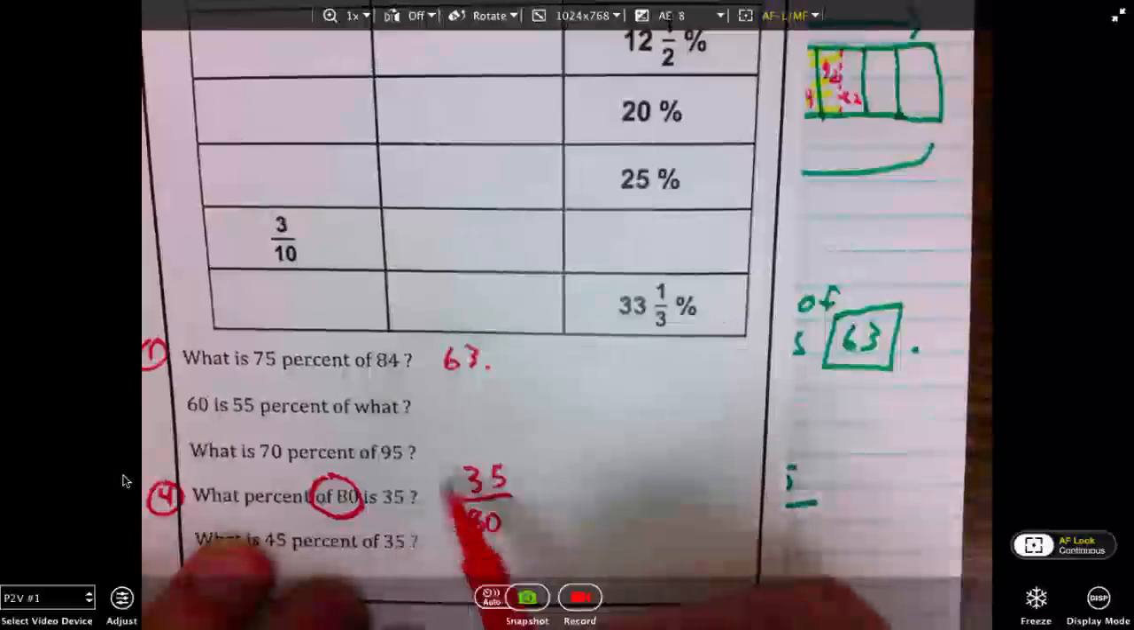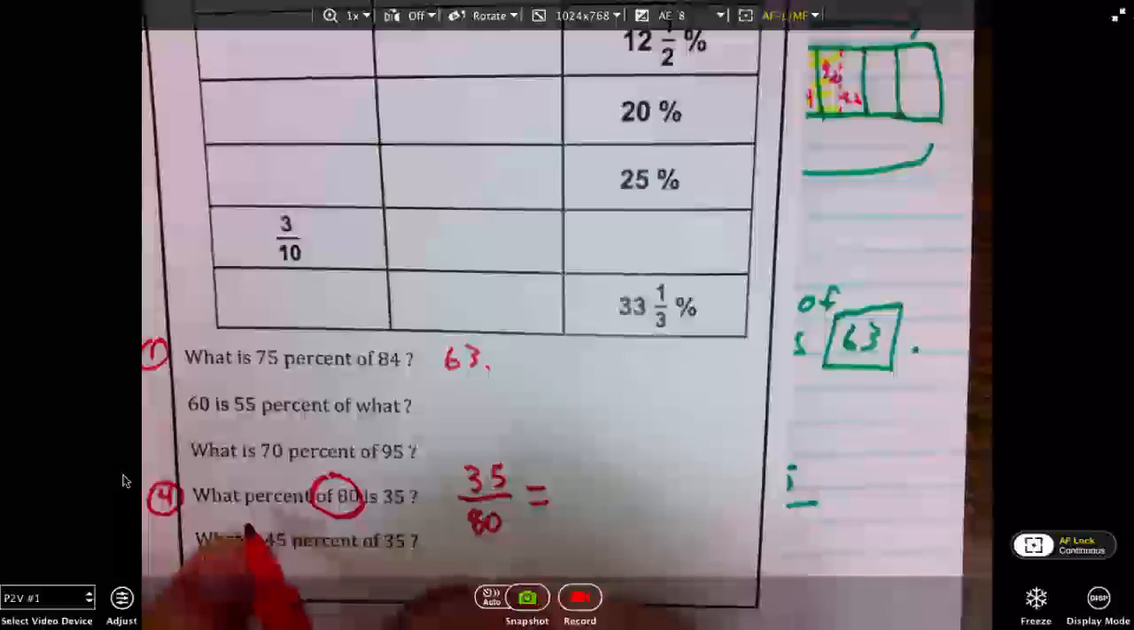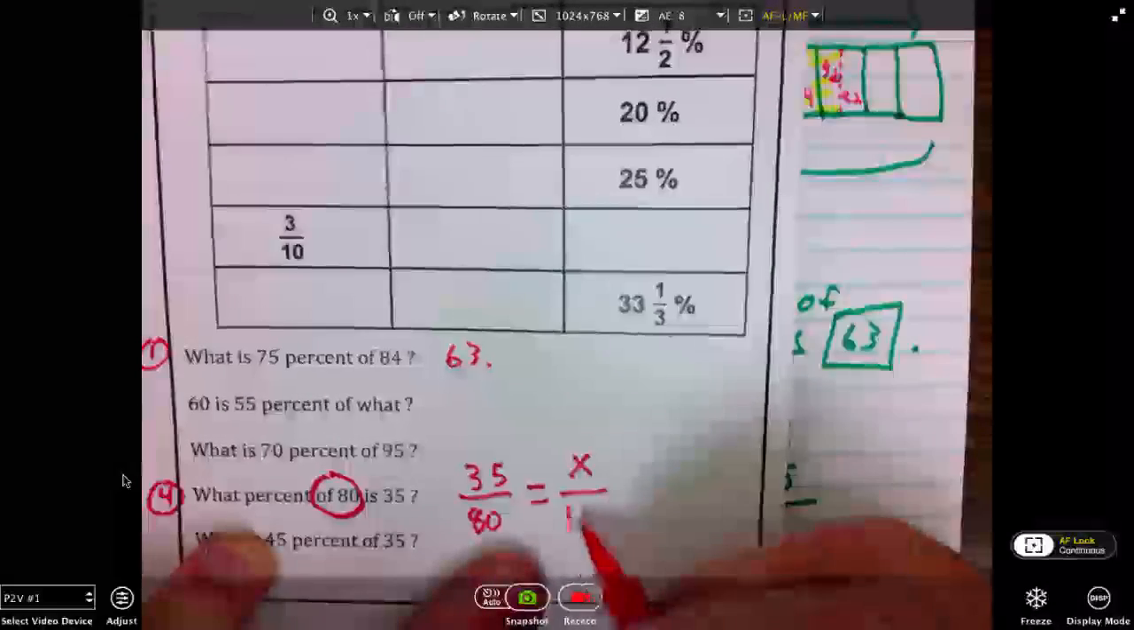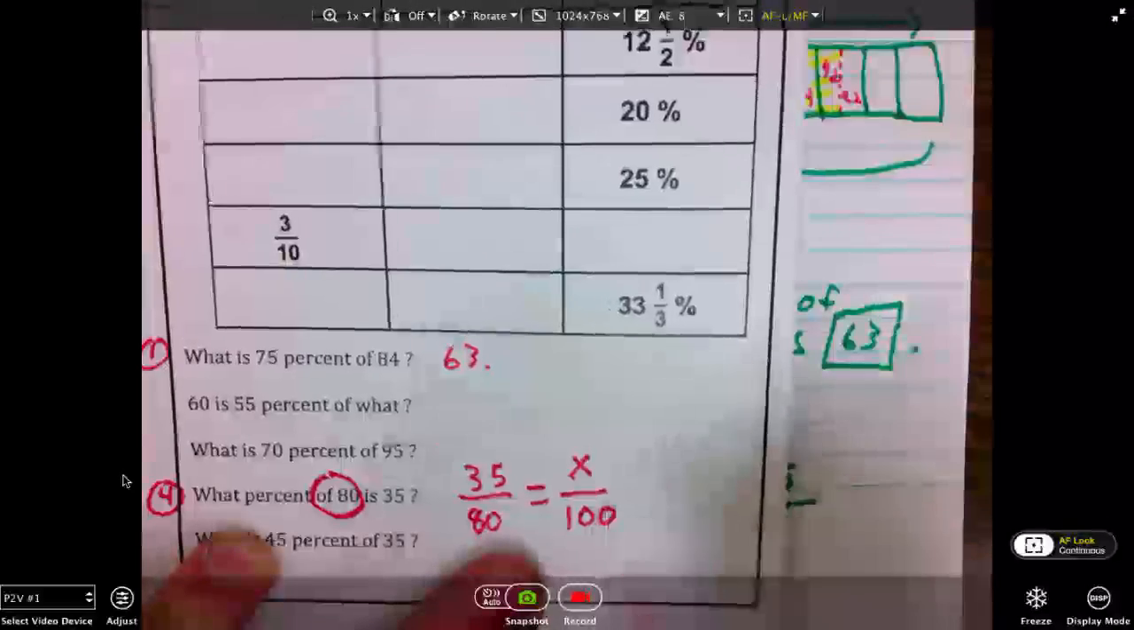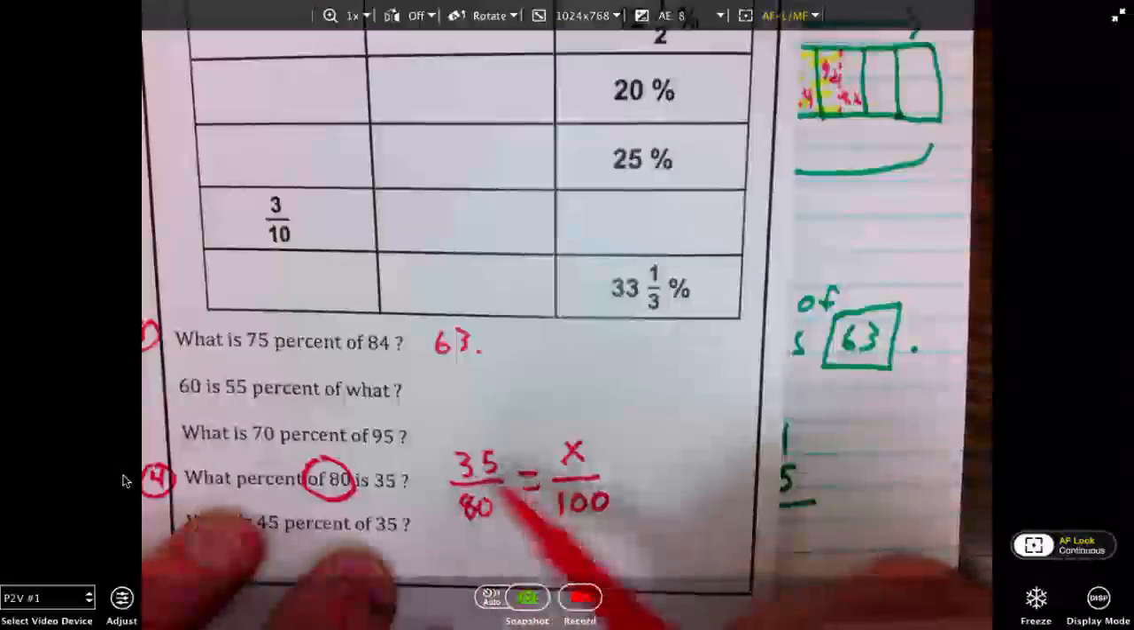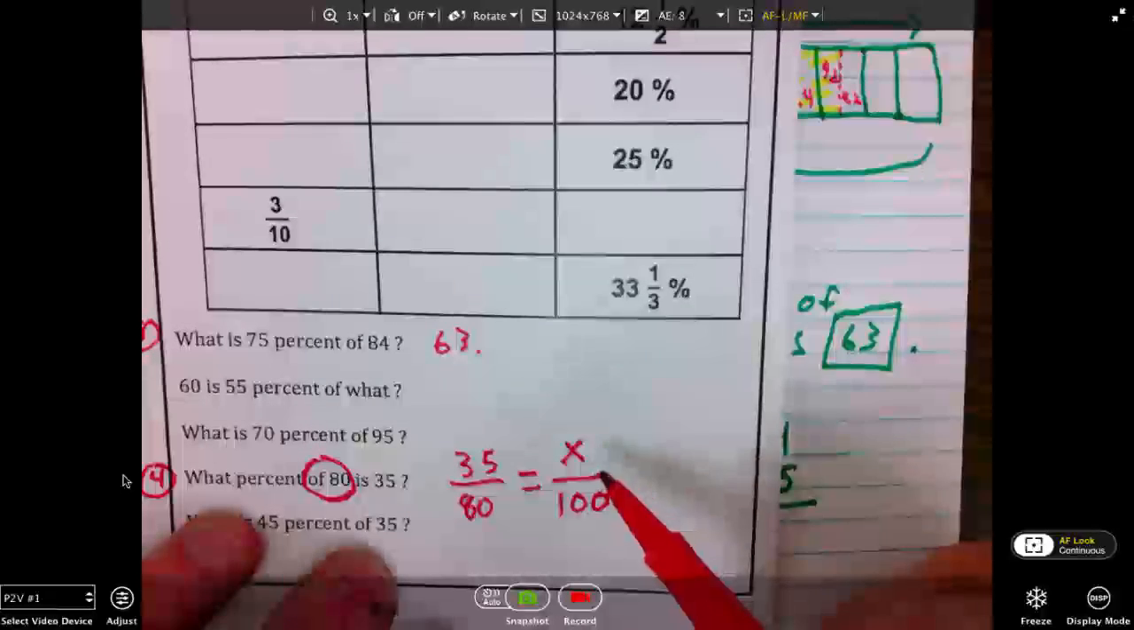Of is the whole, 35 is the part. I want to write this as a percent, so percent means per 100. I will write this as x over 100. Right. I simply want to convert 35 over 80 to some fraction over 100.